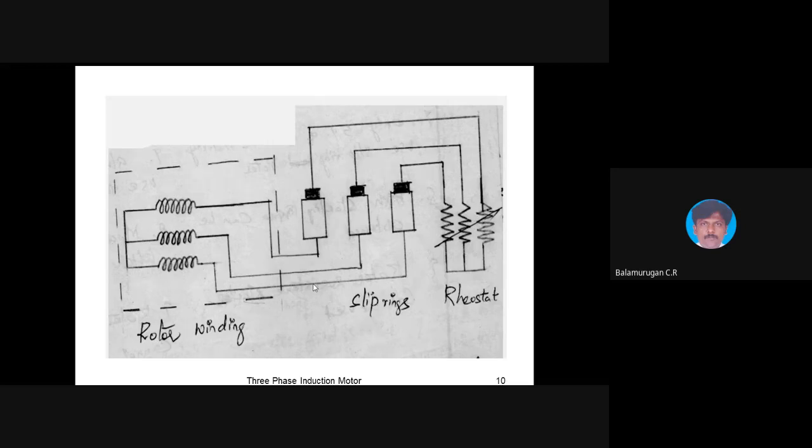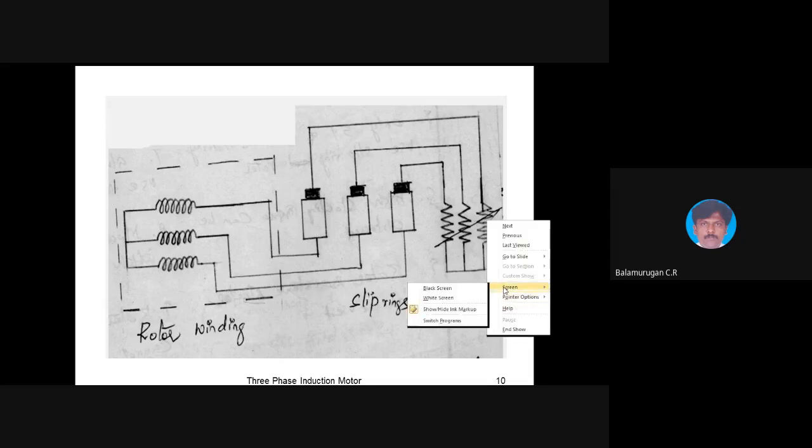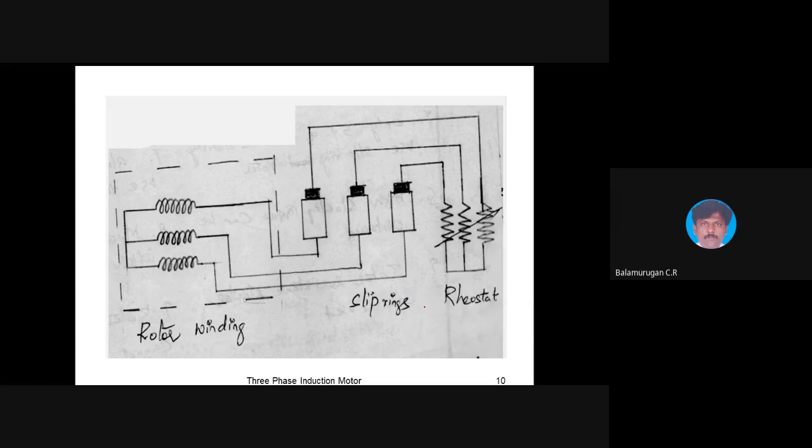Here, on the right side of the rotor, if you see, there are 3 slip rings. This is the slip ring, and this is a brush. You will have 3 slip rings and 3 brushes. So what is the role of a slip ring? It is used if you want to connect a stationary part to a rotating part.